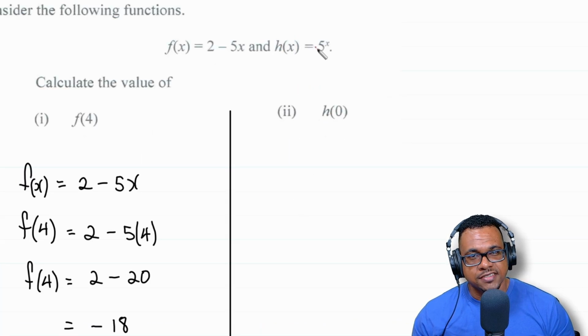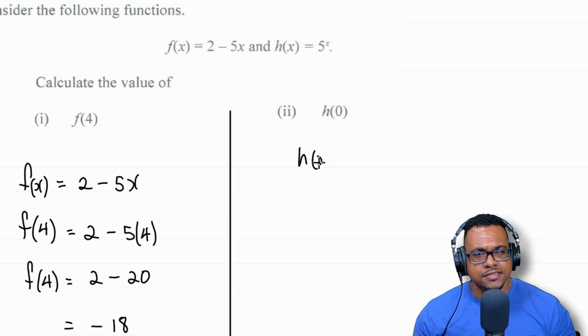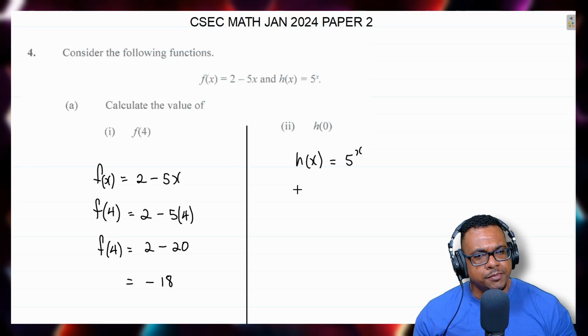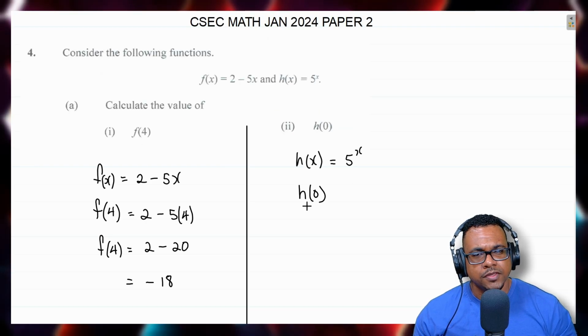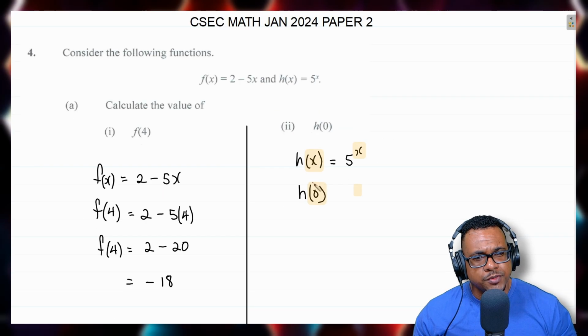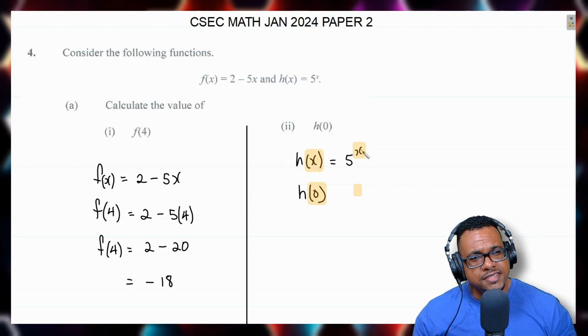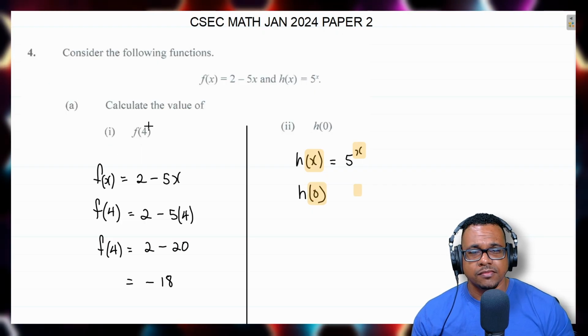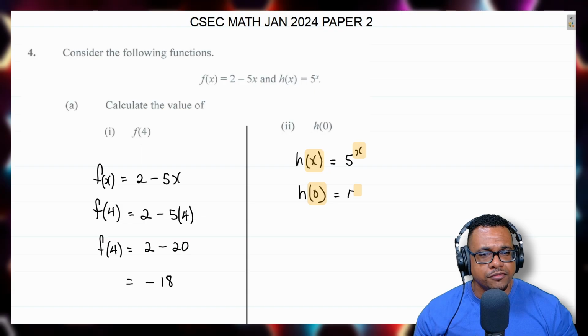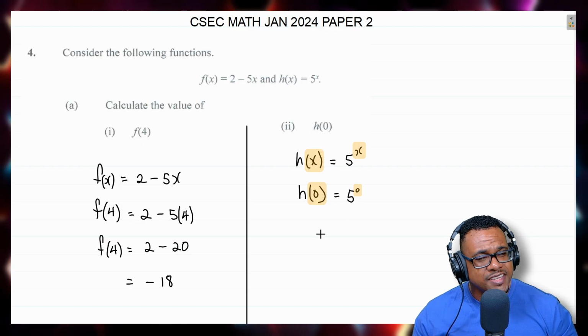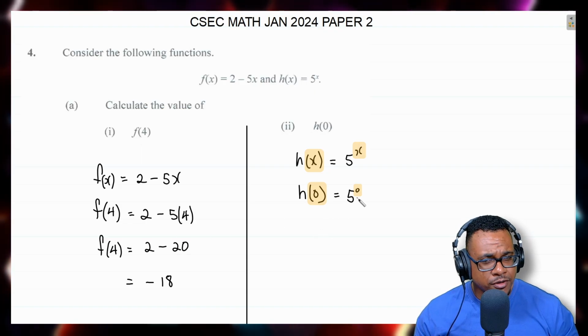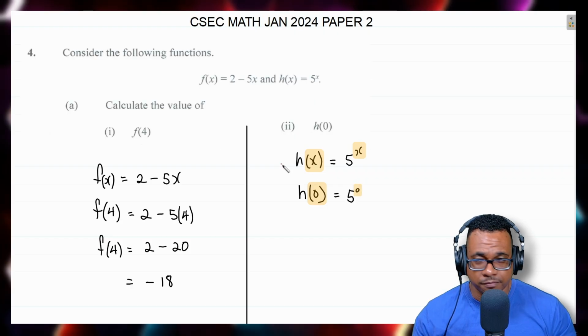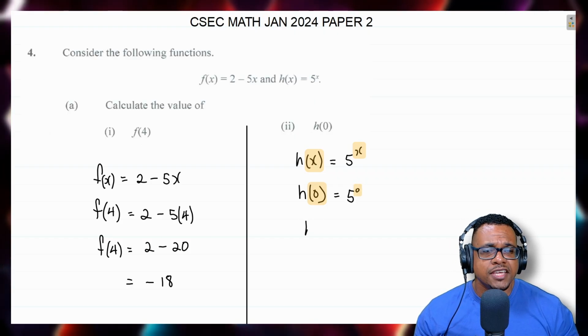Now we have h of x is equal to 5 to the power of x. So I'll write that. H of x is equal to 5 to the power of x. And same thing again, we want to find h of 0. So we are replacing the x with 0. Therefore, we have to replace the x here with 0. So we're going to have 5 to the power of 0. And we know from the laws of indices, any number to the power of 0 is equal to 1. So h of 0 is equal to 1.